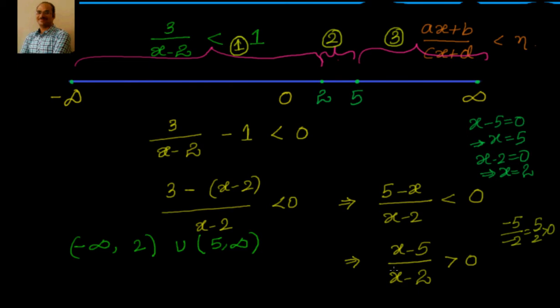Now the problem comes with this linear inequation when the values are between 2 to 5. When the values are between 2 to 5, something like 3 or 4, let's take for example 3. 3 minus 5 is minus 2 and 3 minus 2 is 1. Minus 2 by 1 is not greater than 0. So you can see that the values between 2 to 5 do not satisfy, other than that, right.